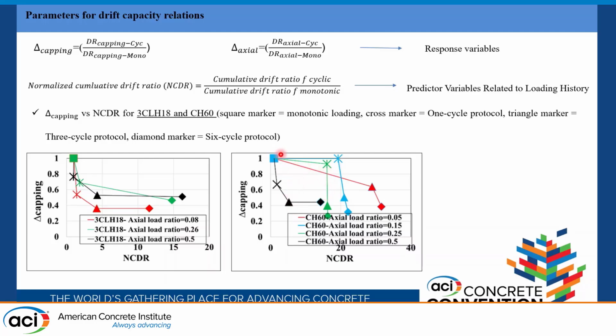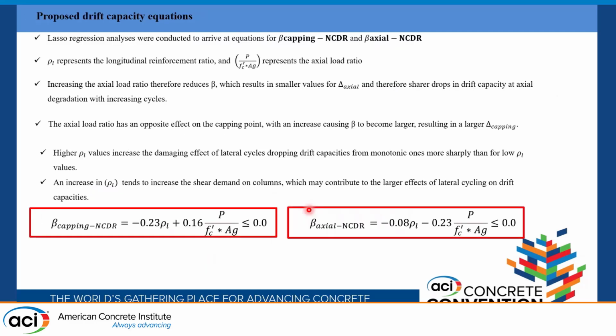So we had this plot. Each plot shows the column under different lateral load. For example, this red one shows that the column is under monotonic, the blue one shows 3 cycles, the green one shows 1 cycle, and the black one shows 6 cycles. So we proposed the drift capacity equation. The drift capacity factor that we proposed, we call it beta, one for axial and one for lateral degradation, and they are dependent on the longitudinal reinforcement ratio and the axial load ratio for both of them. Based on that, we can find the reduction in the drift for different types of failure.